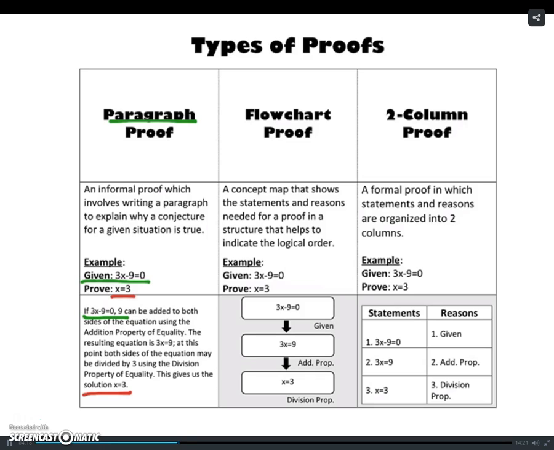So basically, you need to be able to recognize these proofs. We're not going to practice writing them a bunch, but I want you to know that it exists, and I want you to be able to recognize it if it pops up. Okay, so that's our first kind.